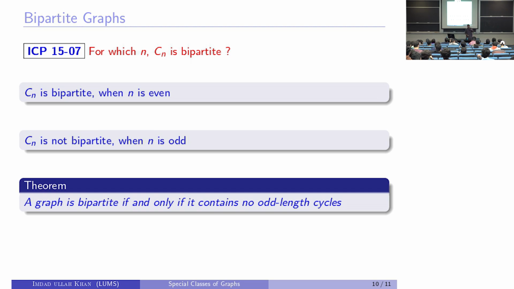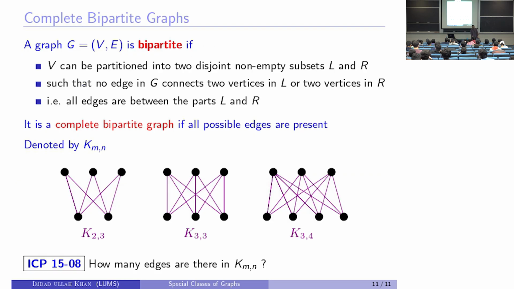One more word that you should know is complete bipartite graph. Just like we saw the complete graph. What is a complete graph? It has all possible edges. All possible edges are present. So a complete bipartite graph is a bipartite graph, let's say with m vertices in one part, n vertices in the other part, and all possible edges present. So here is a complete bipartite graph on 3, 3. This is denoted by Kmn, where m is the number of vertices in one part and n is the number of vertices in the other part.